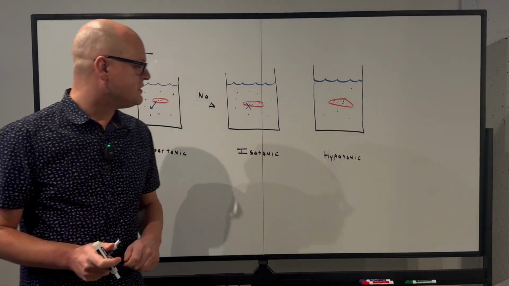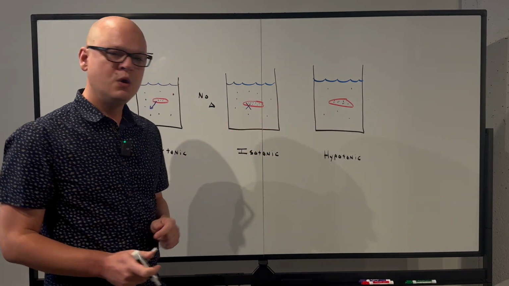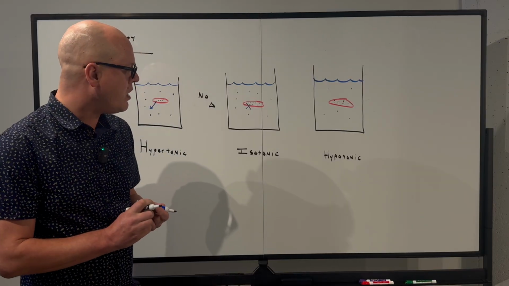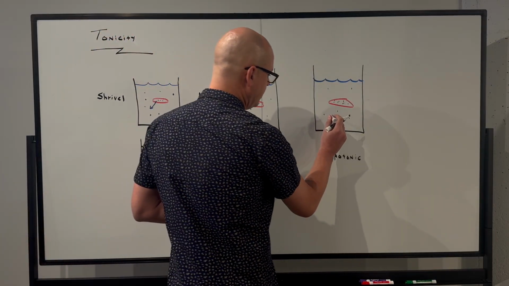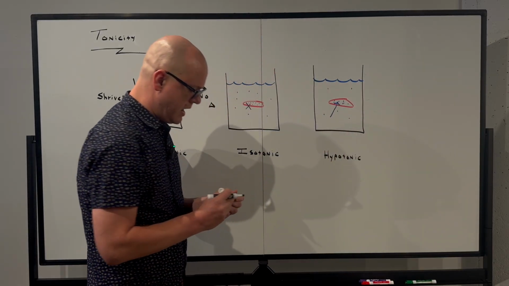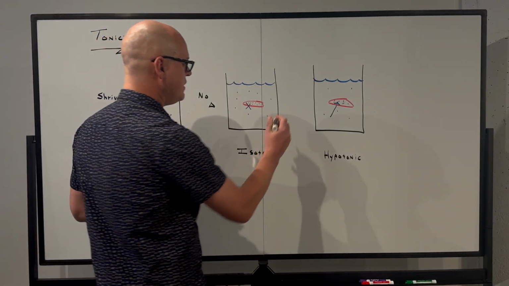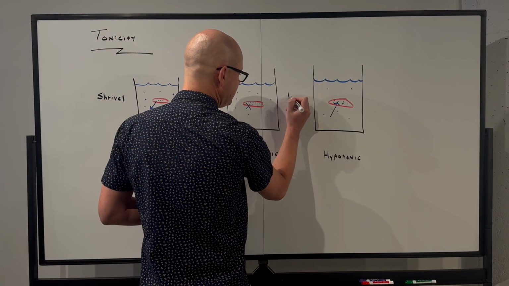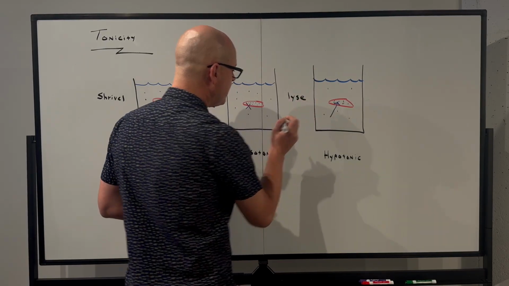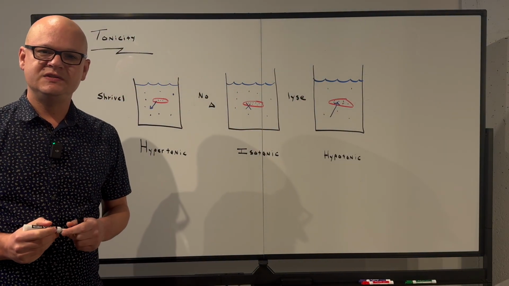For the hypotonic solution, we have less solute surrounding the RBC. We know that water is going to want to follow solute. So water in this case is going to flow into the cell. And as a result, that RBC is going to explode. It's going to lyse. So that is how an RBC will react in different tonicities of solution.